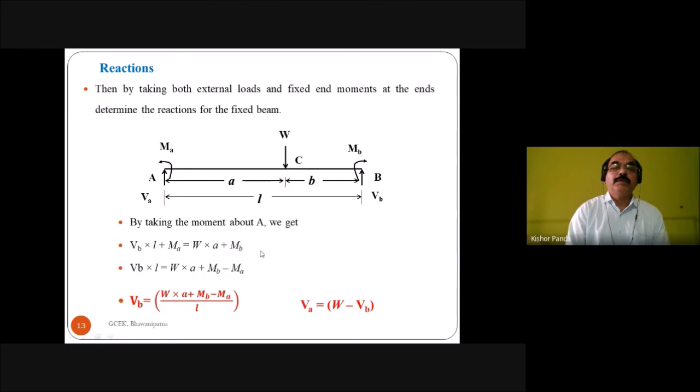Then after knowing VB, the reaction at B, you can find out the reaction at support A. Because you know the total upward force is equal to the total downward force. Total upward force is these two reactions, VA plus VB, and total downward force is equal to W. So VA plus VB is equal to W. Then VA is equal to W minus VB. By considering load and moment, these are the two reactions.